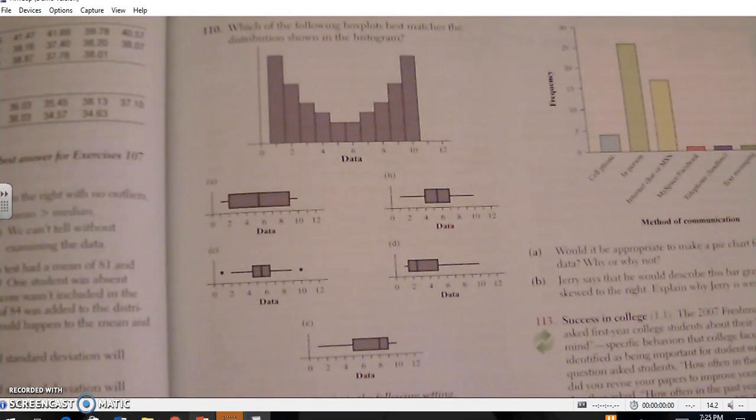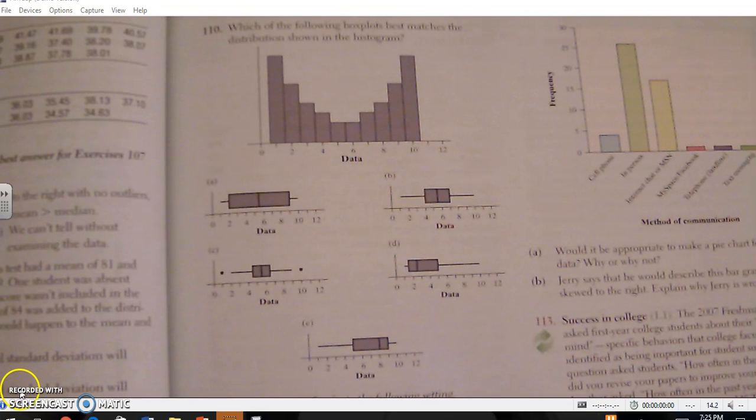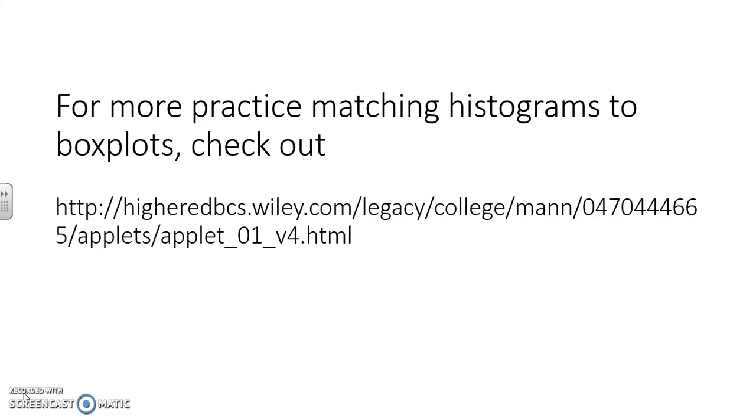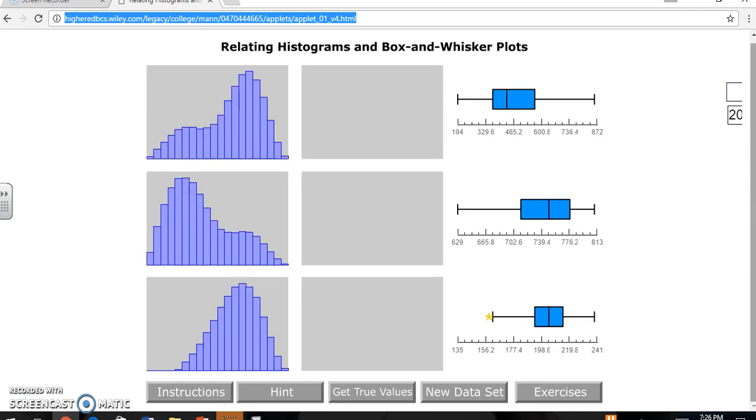I want you guys to get a bit more practice figuring out how to match histograms and box plots. So you're going to check out this website here. For more practice with histograms and box plots, check out this website. Take a minute, pause the video, and copy it down so you can get it into your internet browser. This is what the website looks like. Let's do one problem together so that you can get a feel for it.